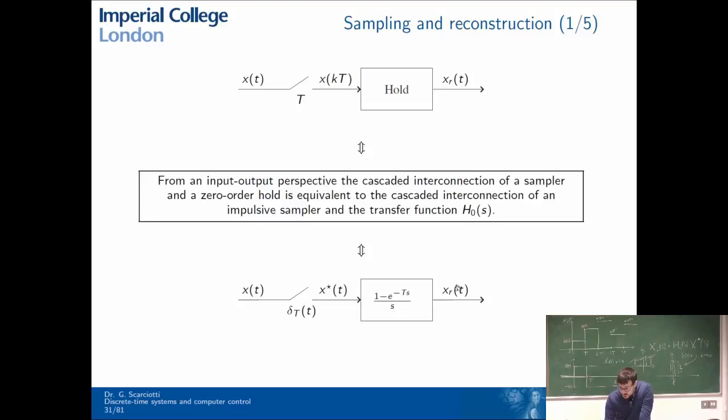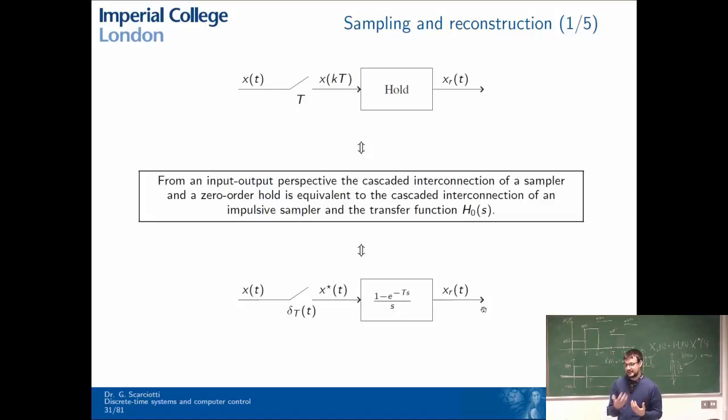What is the difference between this and this? It is that we can write basically this in the Laplace domain. So we have a Laplace version of this interconnection, for which we know that this is h star of s, and we know that this is h0 of s. So we have found that the output of this interconnection, xr of s, can be written as the product of these two functions, okay?